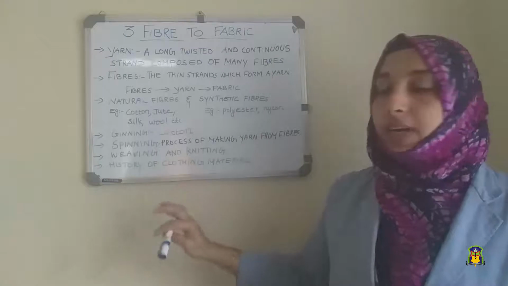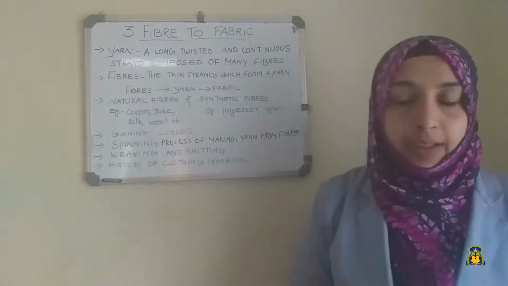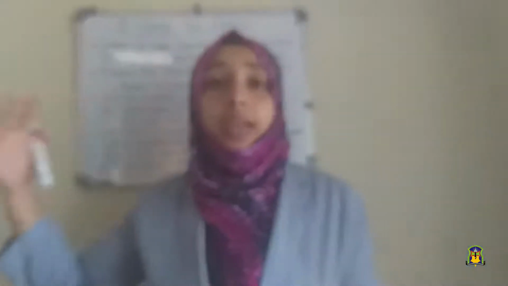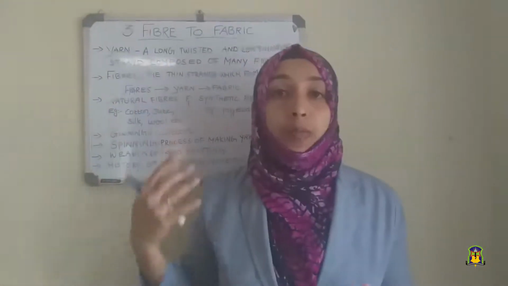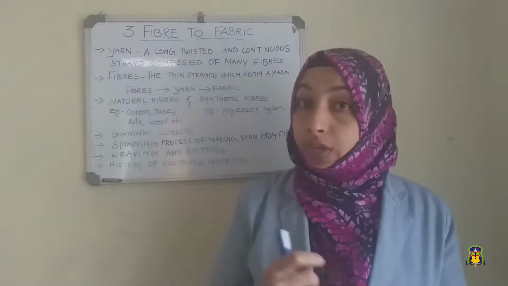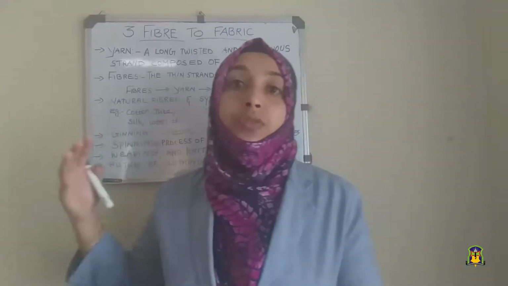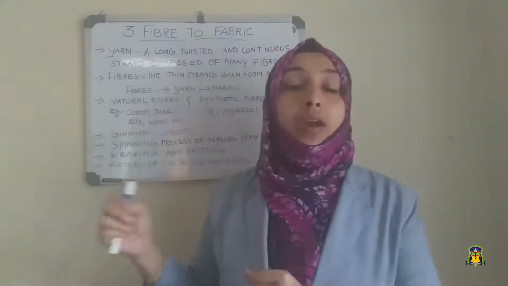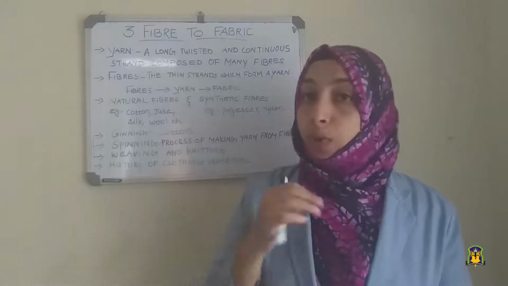Then the last one is the history of clothing material. We all know that early humans used the leaves and bark of trees for covering their bodies, isn't it? But once they settled, they invented the sewing needle and started to stitch fabric to form cloth.